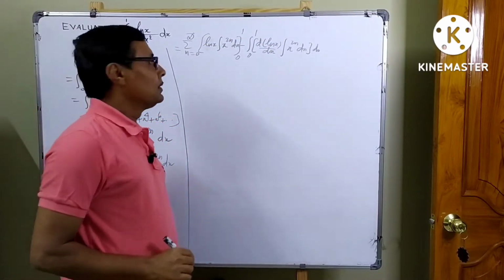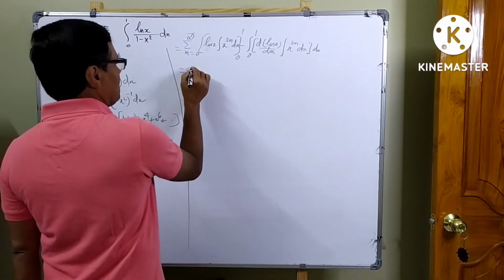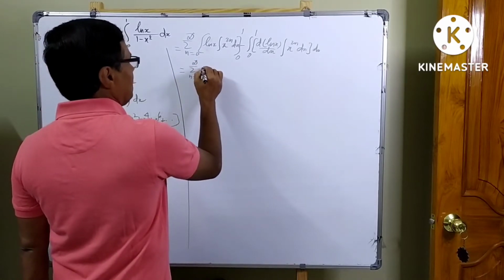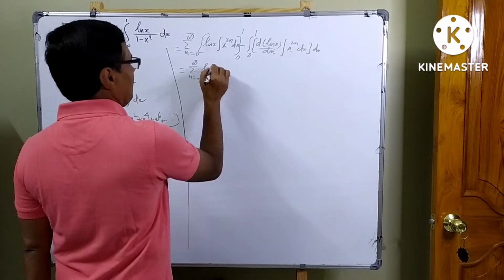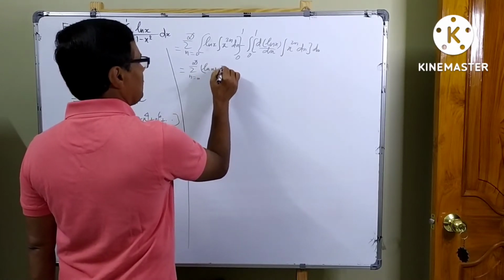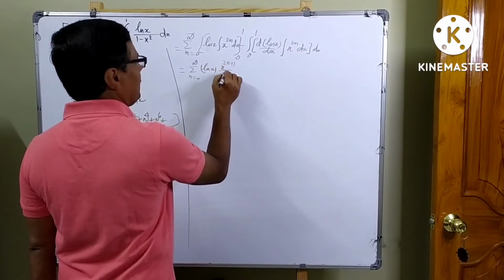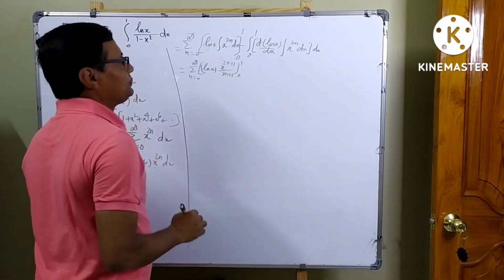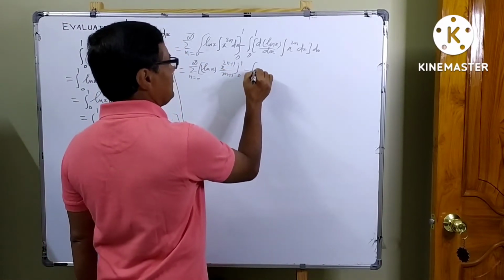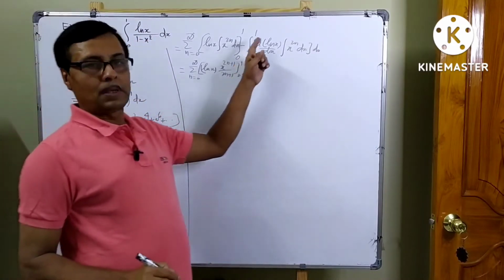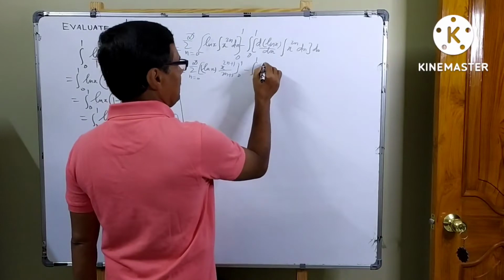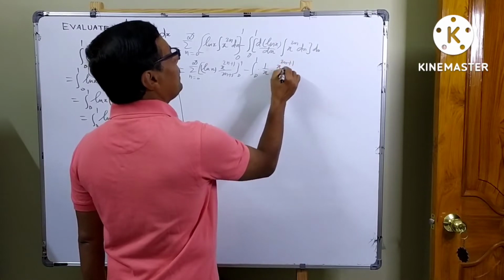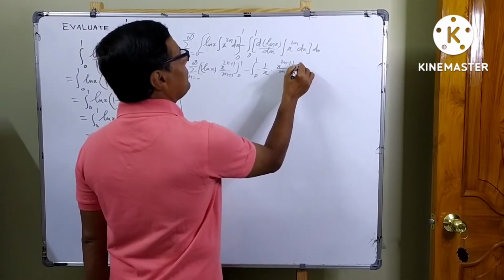So, this is equal to summation n equal to 0 to infinity, natural logarithm x times x to the power 2n plus 1 over 2n plus 1, from 0 to 1, minus integration 0 to 1 of the derivative of natural logarithm x, which is 1 over x, times the integration of this, which is x to the power 2n plus 1 over 2n plus 1, dx.